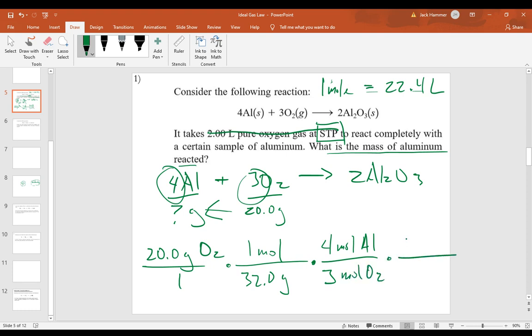And then finally, in the final step, we would turn that into grams. So you'd look for the atomic mass of aluminum, which is 27.0 over 1 mole. And then you would just run this calculation through your calculator, and that would give you the number of grams of aluminum. Okay, so that's just a quick little review.